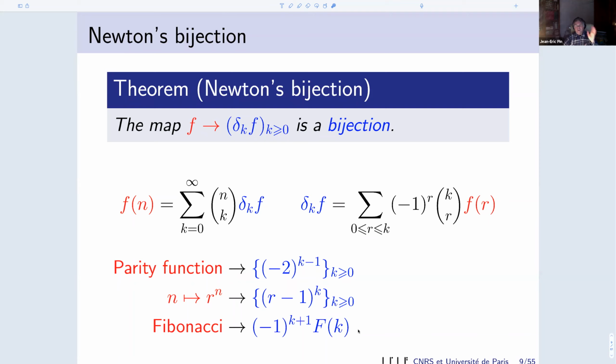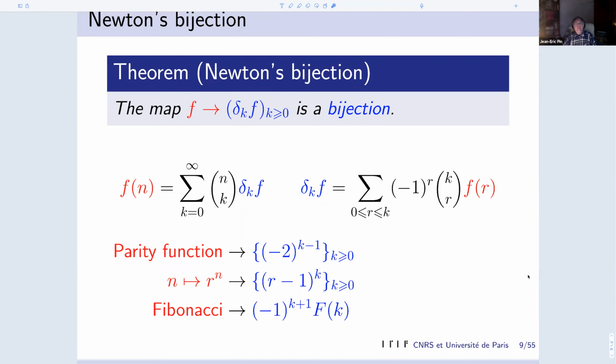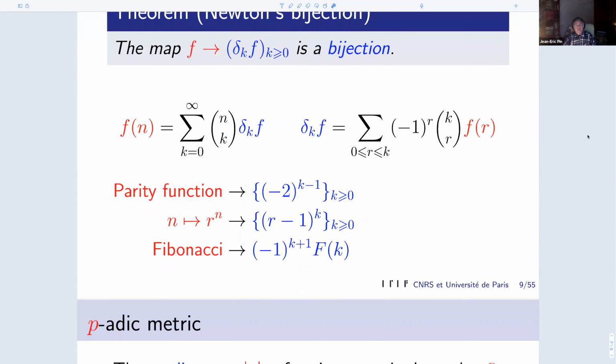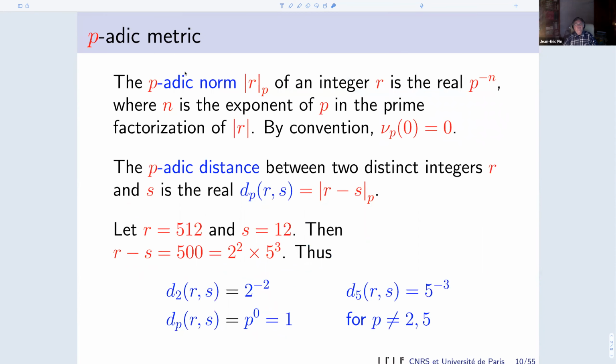And all these things we will have to extend to the non-commutative case later on. Just as you have seen, there was a little bit of topology in this theorem. So just to remind you of the p-adic metric.